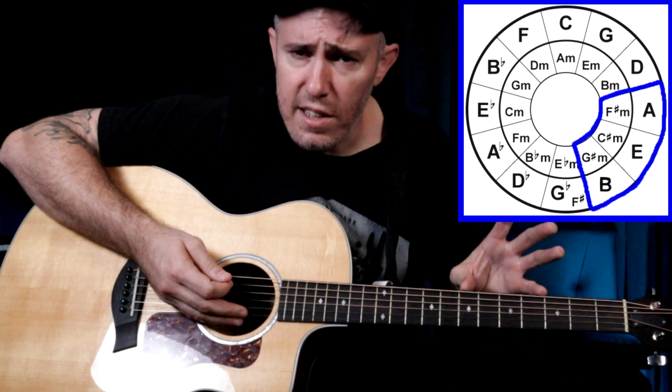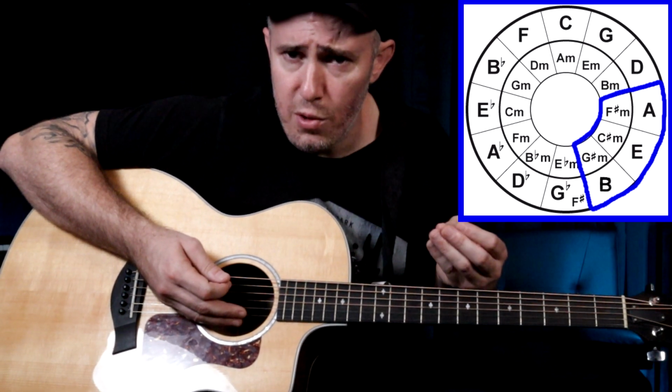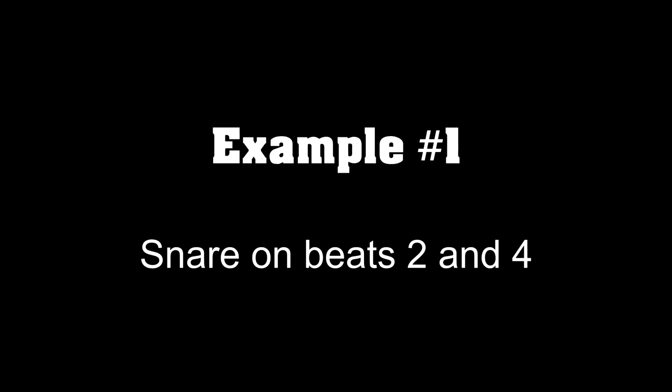So let's now take a look at how we can go about changing the vibe of this music by adding some drums to it, or changing the pulse of the music. This first example here is where the snare is going to land on the 2 and the 4.